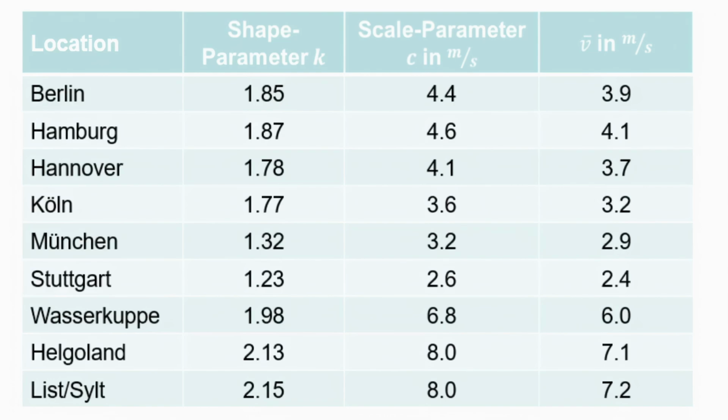If you take very good conditions, the very last one, List Sylt, this is an island in the North Sea. So we have here as a shape parameter 2.15 and scale parameter of 8 meters per second and an average wind speed of 7.2. So we are still far away from the mentioned shape factor of 3 in Germany.